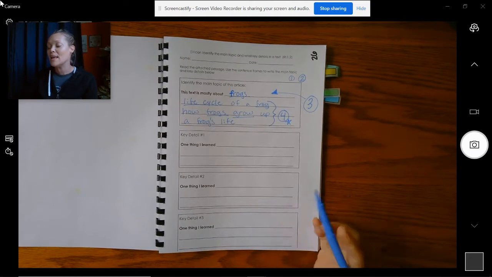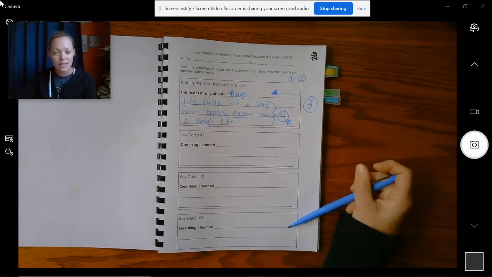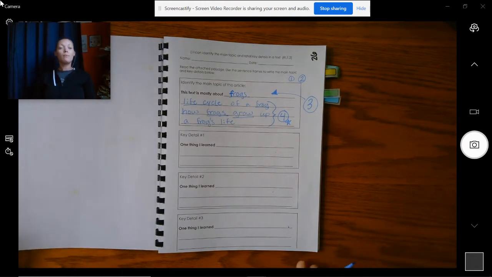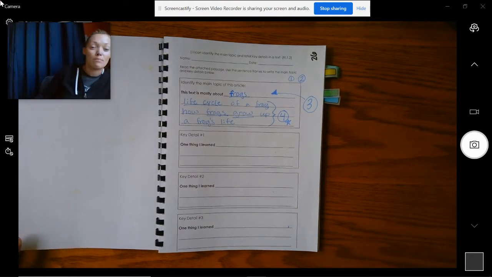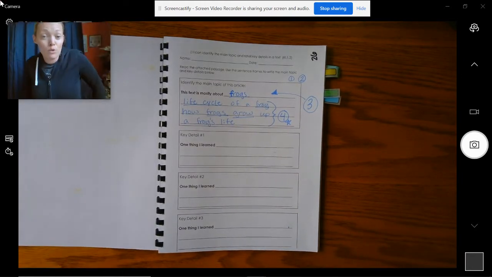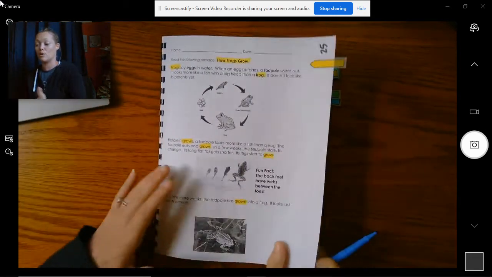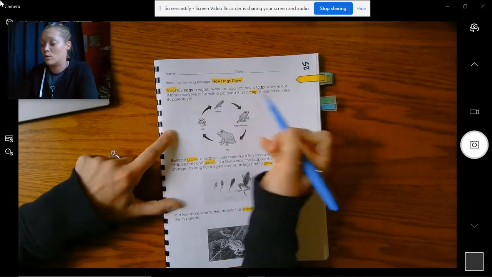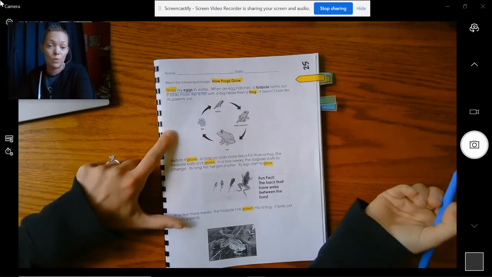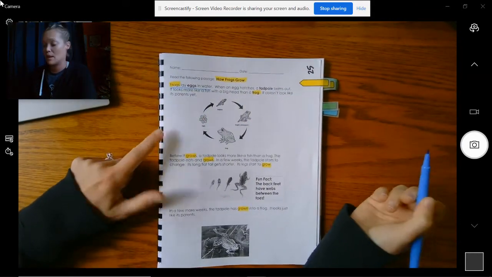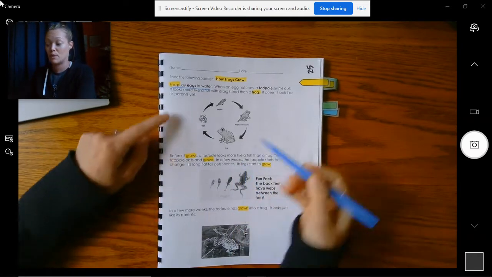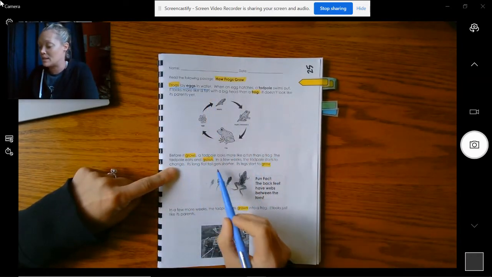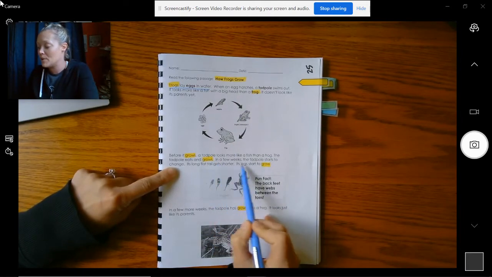Okay? Now, this was the hardest part, the key details. Here's what I'm going to tell you, because this is what I saw the most. A lot of you picked out details. Okay, so if this is about how frogs grow, you picked a detail about maybe frogs lay eggs in water. There's a detail. Then maybe you picked a detail from the beginning, the middle, and the end. So maybe you picked one. So first they lay eggs in water.